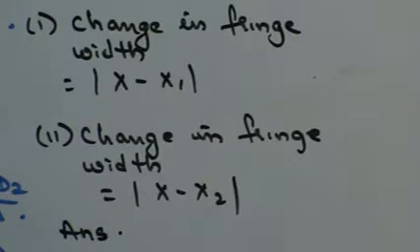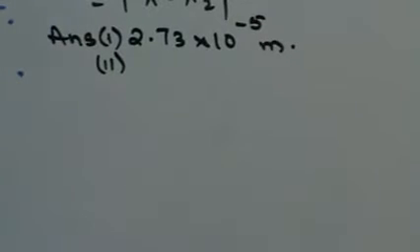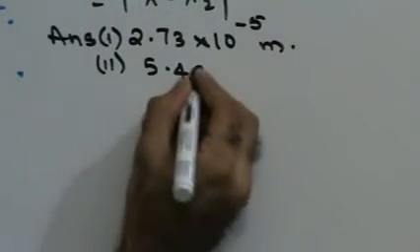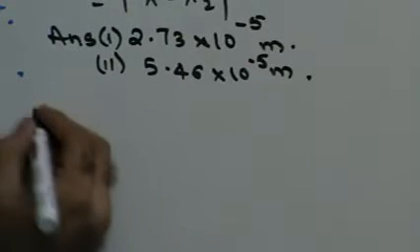the answer is 2.73 into 10 raised to minus 5 meters. That's for the first one. And for the second part of the question, the answer should be 5.46 into 10 raised to minus 5 meters. Next, take our next one, please.